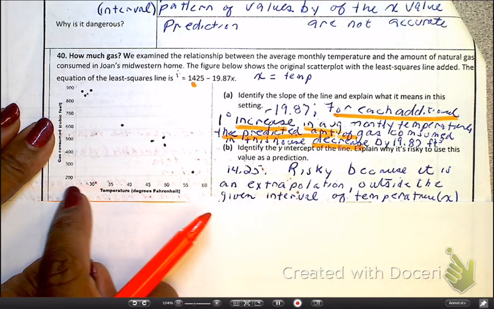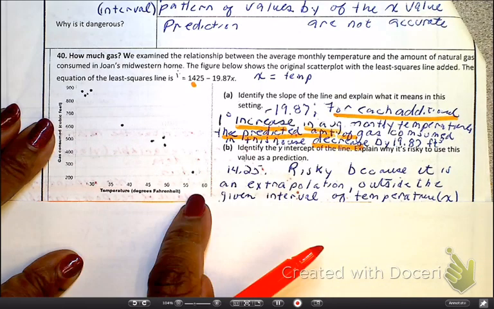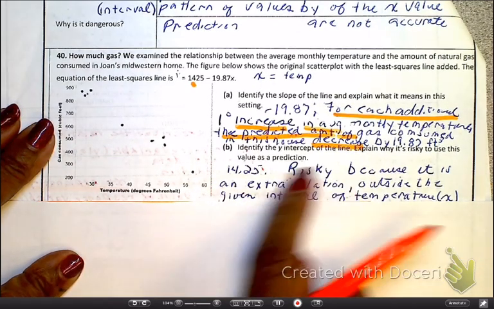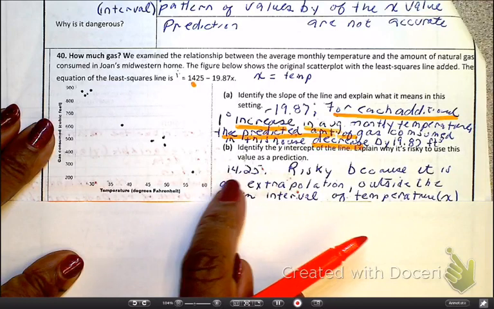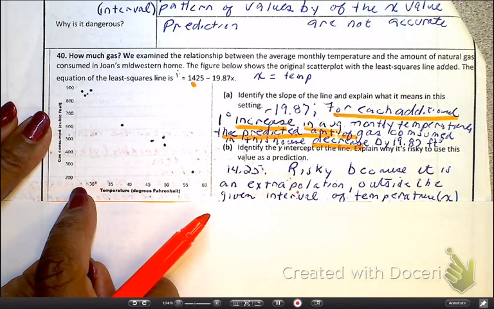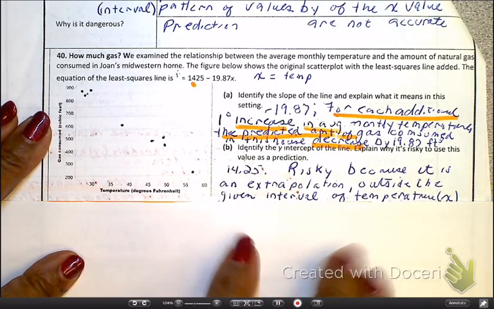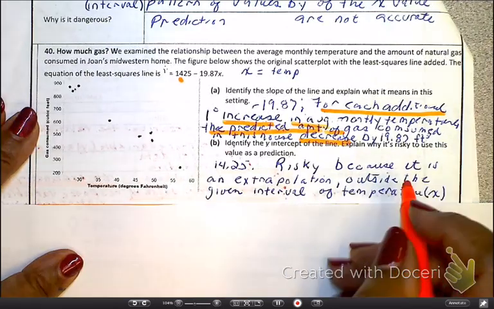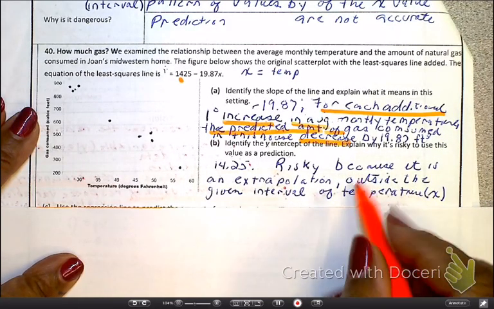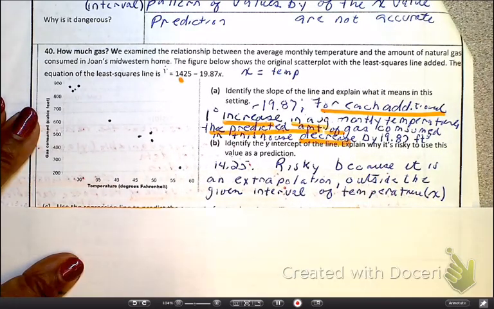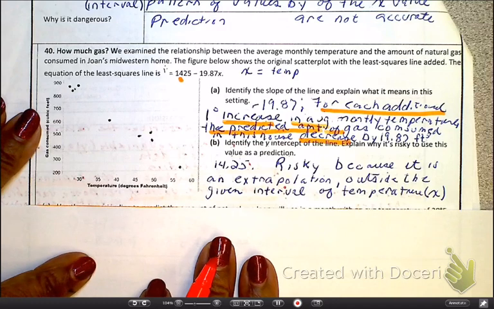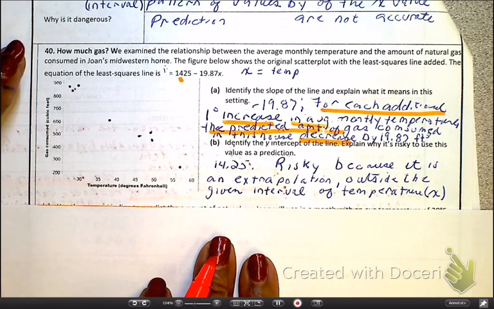So look at the domain right here going from 25 approximately to 60. Well, if I ask for something that's in the 70s, it's an extrapolation. If I ask for something that's below this 25, it's an extrapolation. So because of that, it's too risky, which means that if the point of a least square regression line is to make a prediction, this is not going to be a legitimate prediction.